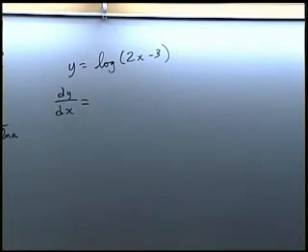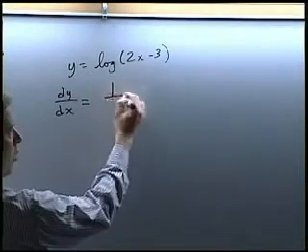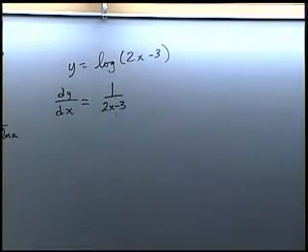Well, first of all, I still have a what as my derivative? I still have a 1 over whatever's in parentheses, don't I? So I still have 1 over 2x minus 3. That's still part of my derivative. However, I need to multiply by what here?